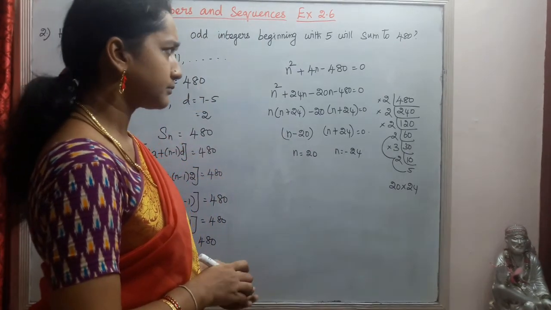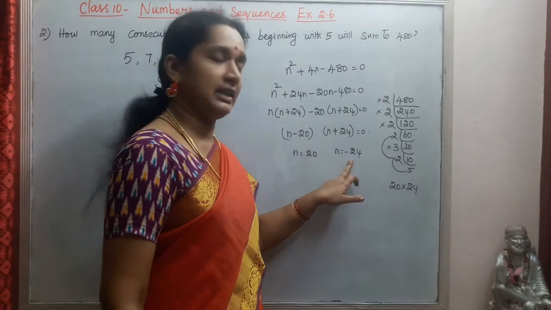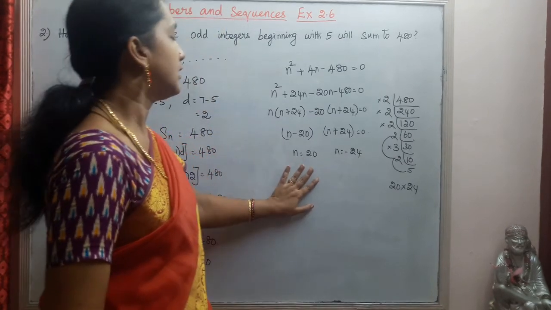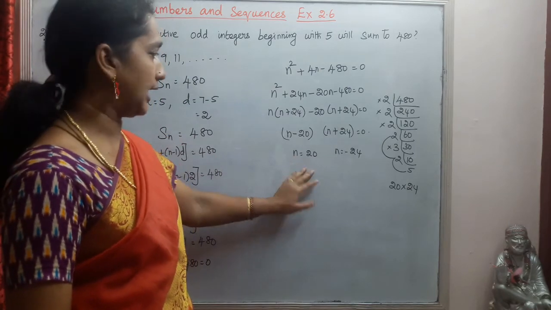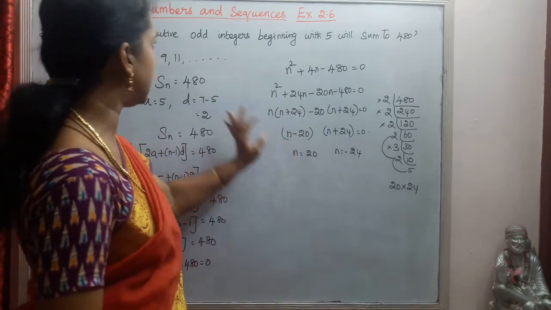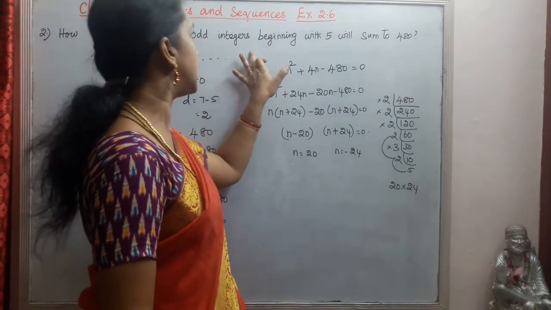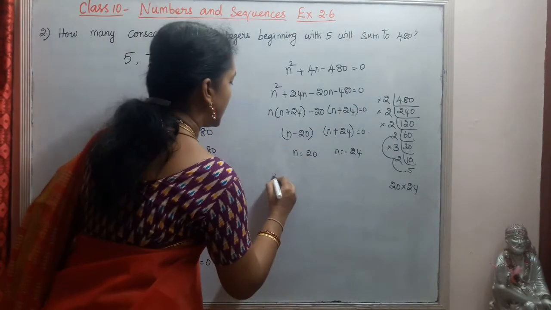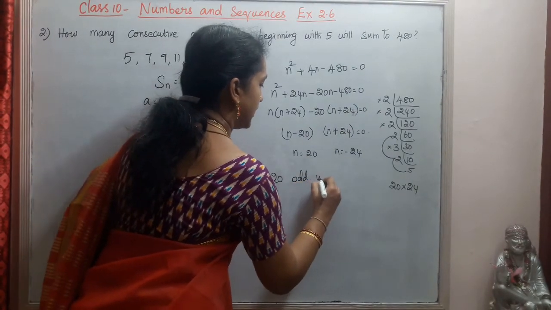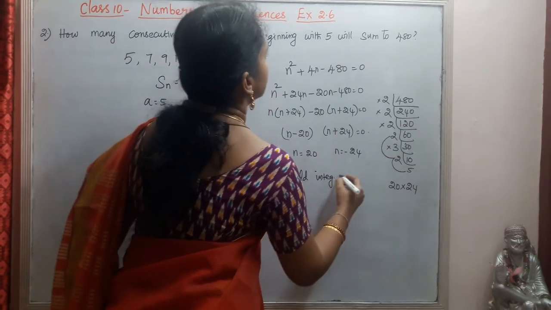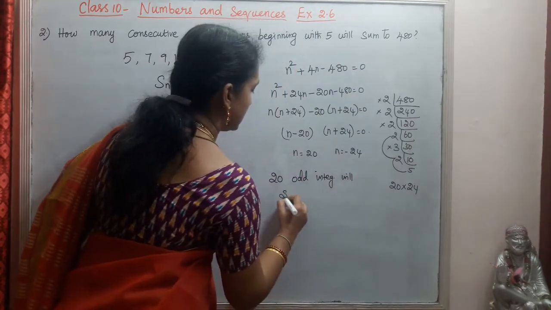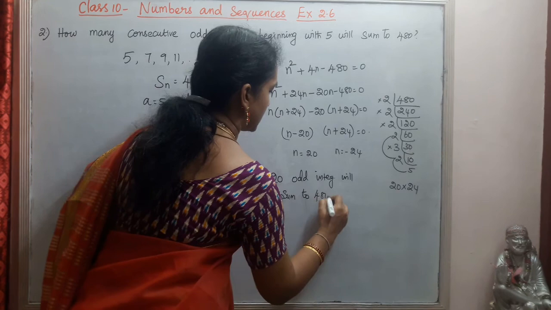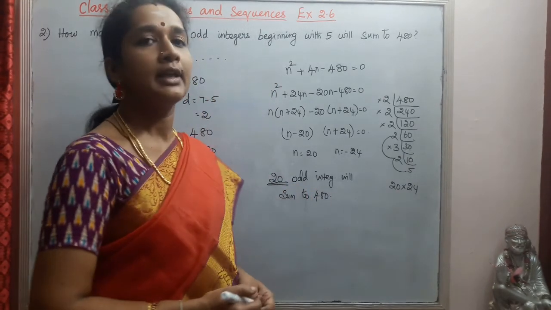Here n value cannot be negative. So minus 24 we cannot take. So only n is equal to 20. So n value is equal to 20. How many consecutive odd integers beginning with 5 will sum up to 480? So 20 odd integers will sum to 480. So the answer is 20. This is how it has to be done.